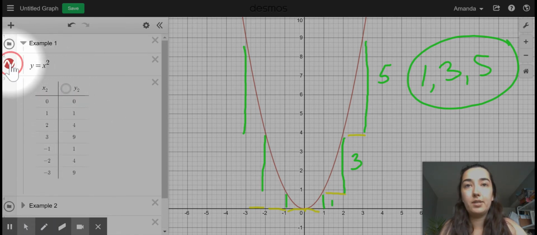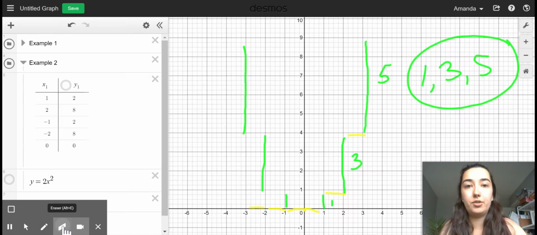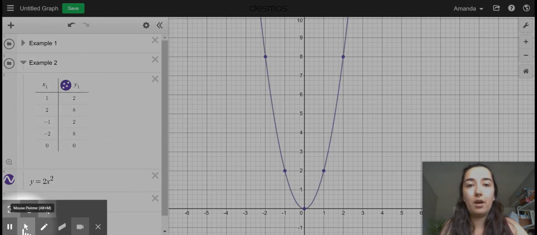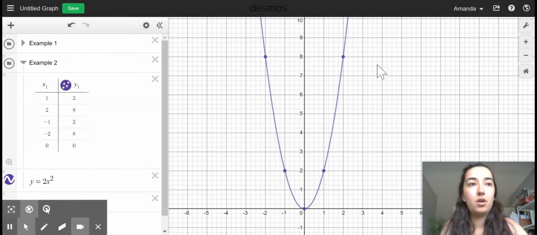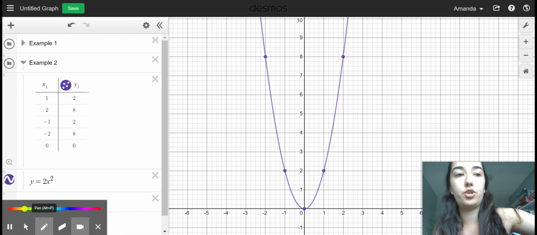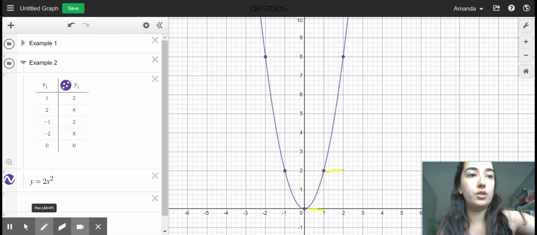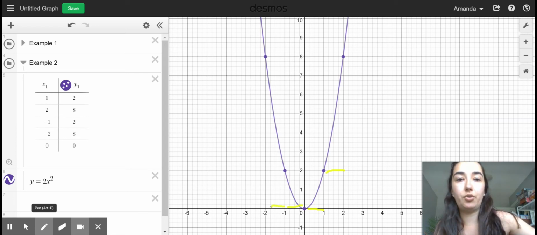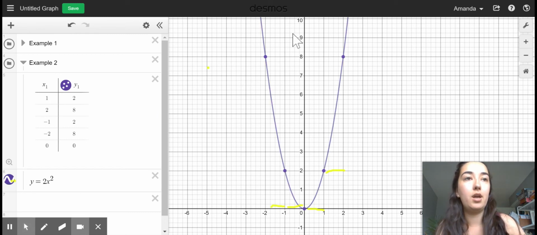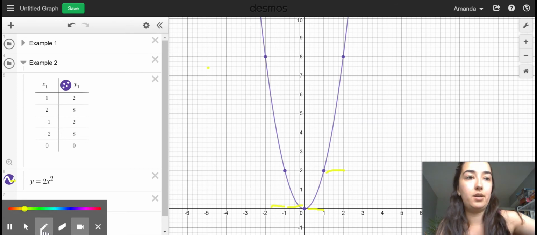So let's hide this parabola and look at example number 2. This time around, I have y is equal to 2x squared. So it is a little bit more narrow. It is vertically stretched in comparison. Let's take a look once again at our horizontal steps just to double check. I'm going 0 to 1, 1 to 2, and 0 to -1 and -1 to -2. So we are moving as expected, to the left and to the right by 1.